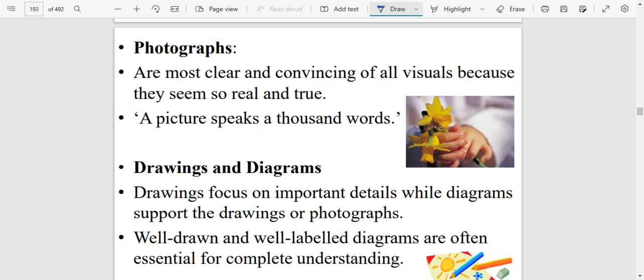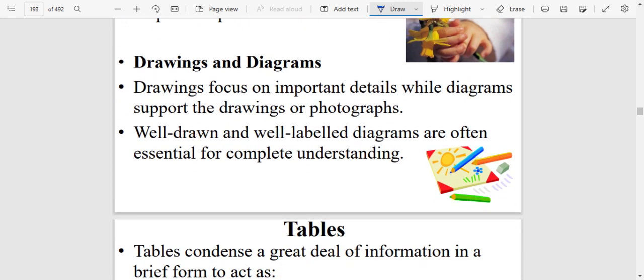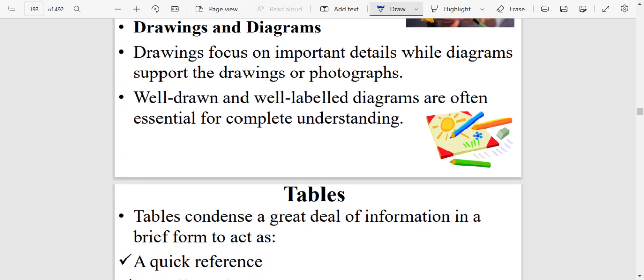We also have photographs. These are the most clear and convincing of all visuals because they seem to be so real and true. A picture speaks a thousand words, they say. So if they ask the question, which of the following is the most clear and convincing of all visuals, photographs are the answer.